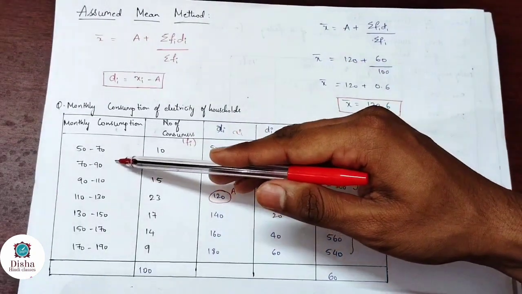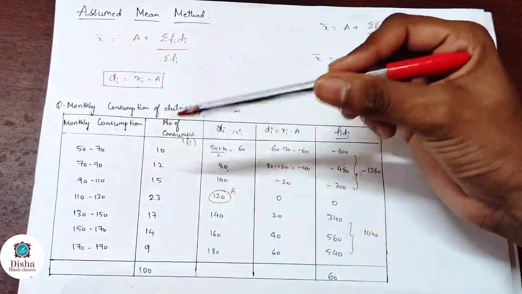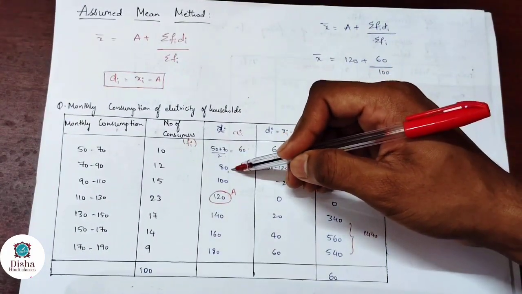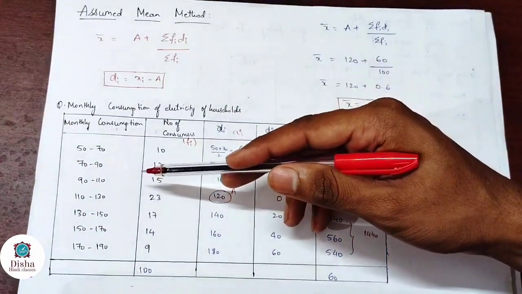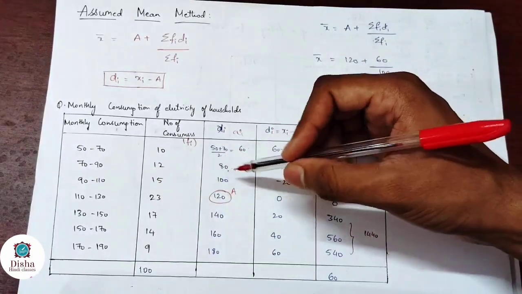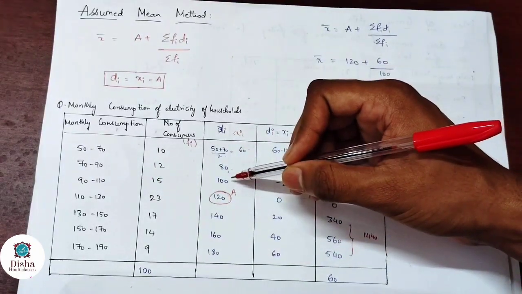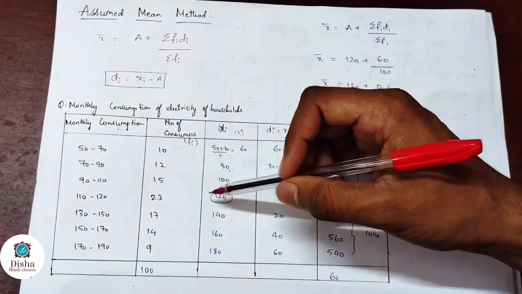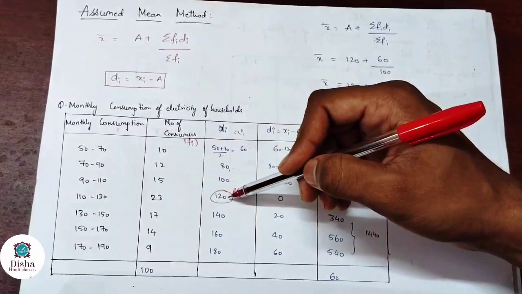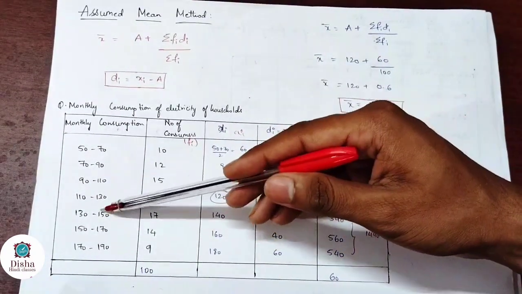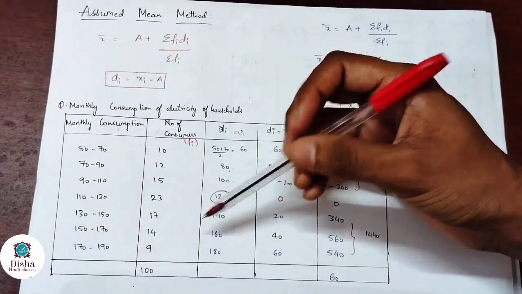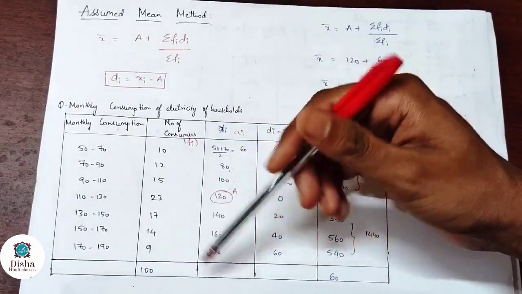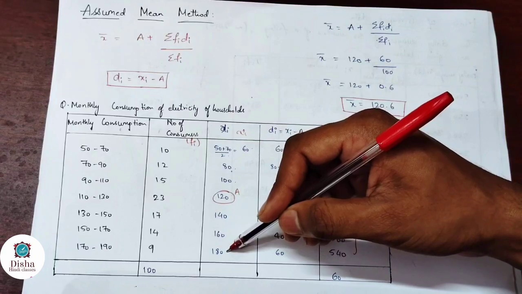Then we have 70 plus 90. 70 plus 90 would be equal to 160, and 160 divided by 2 you would get 80. And next we have 90 and 110. 90 plus 110 would be 200, and 200 divided by 2 would get us 100. In the same way, in 110 to 130 we would get 120 as mid value. In 130 to 150 we would get 140. 150 to 170 will give us 160, and 170 to 190 would be 180 as the mid value.